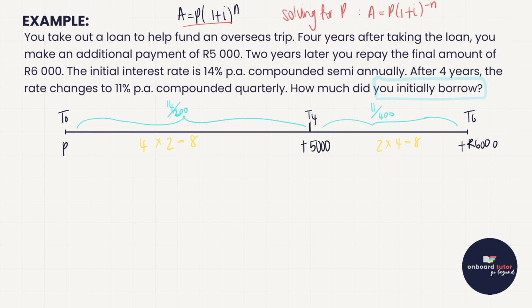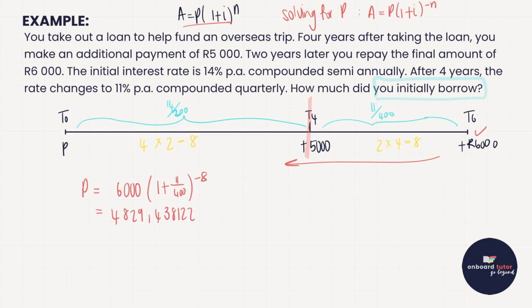So when I'm calculating, a lot is going to happen here at this 4-year mark. Now to solve this, I'm going to work backwards. So P is equal to, we are going to start with that 6,000 that we paid back right at the end. Okay, and then we're going to work this way. So 6,000, then the interest there, (1 plus 11 over 400) to the minus 8, because I'm working towards finding P. Okay, let's calculate that.